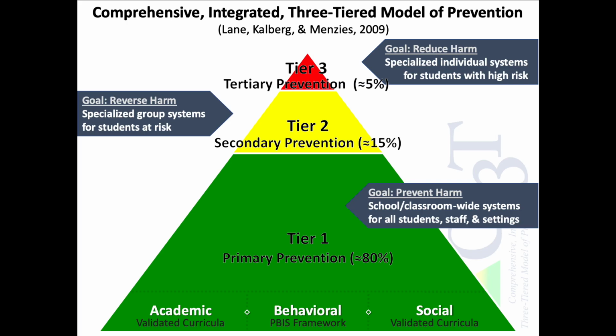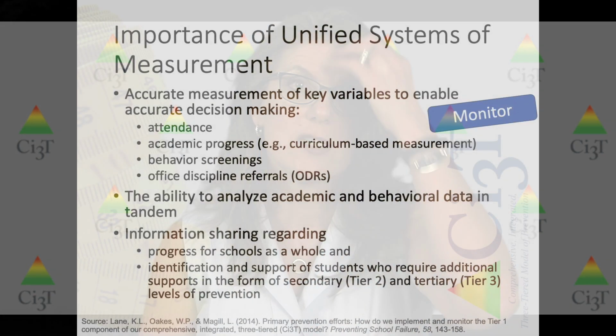And thus these integrated academic, behavioral, and social efforts form the base of the Ci3T model of prevention. Next, we need to consider how we can respond to students who may need additional supports across any of these three domains. To accurately detect who needs more in which areas, the school site Ci3T leadership team will identify key variables to inform decision making.